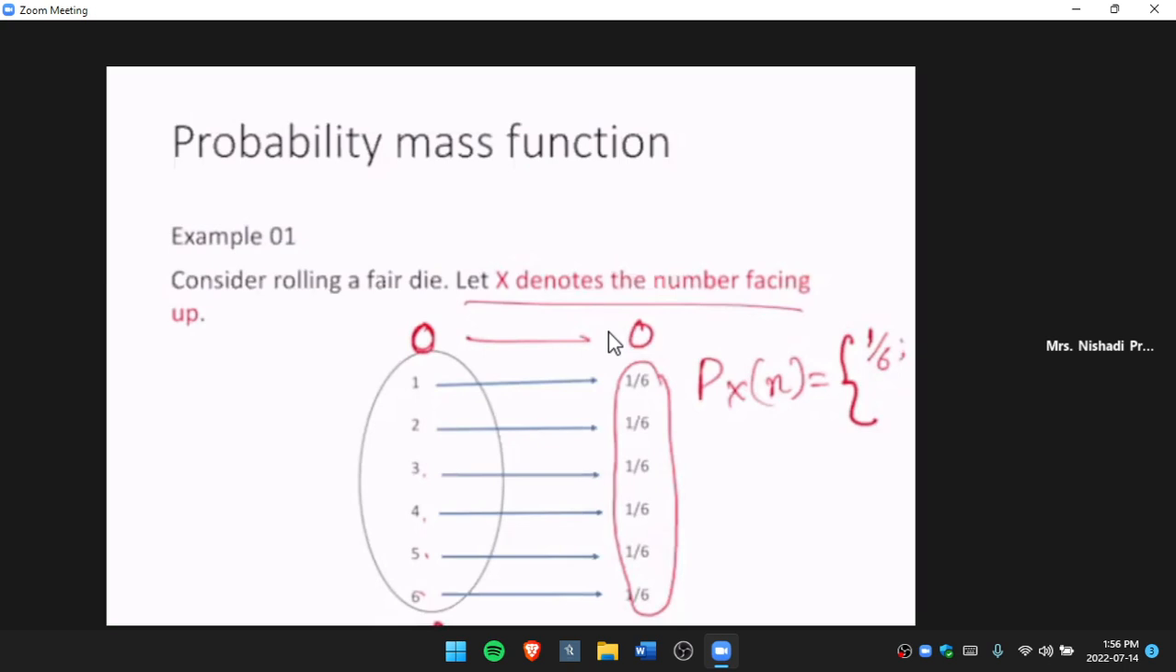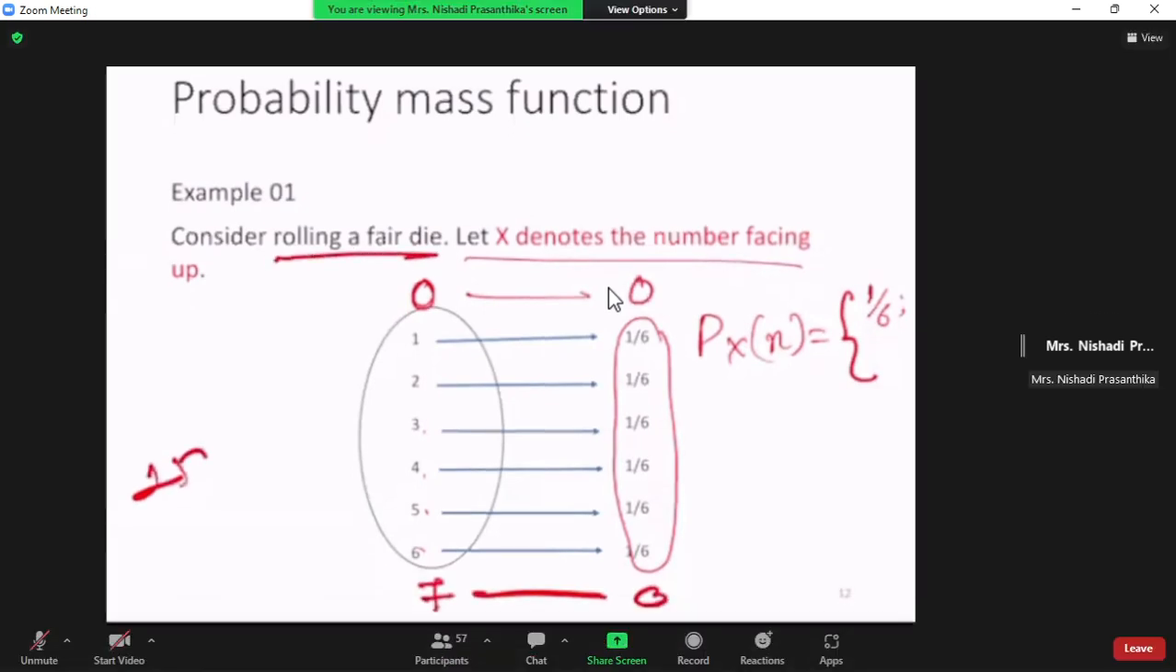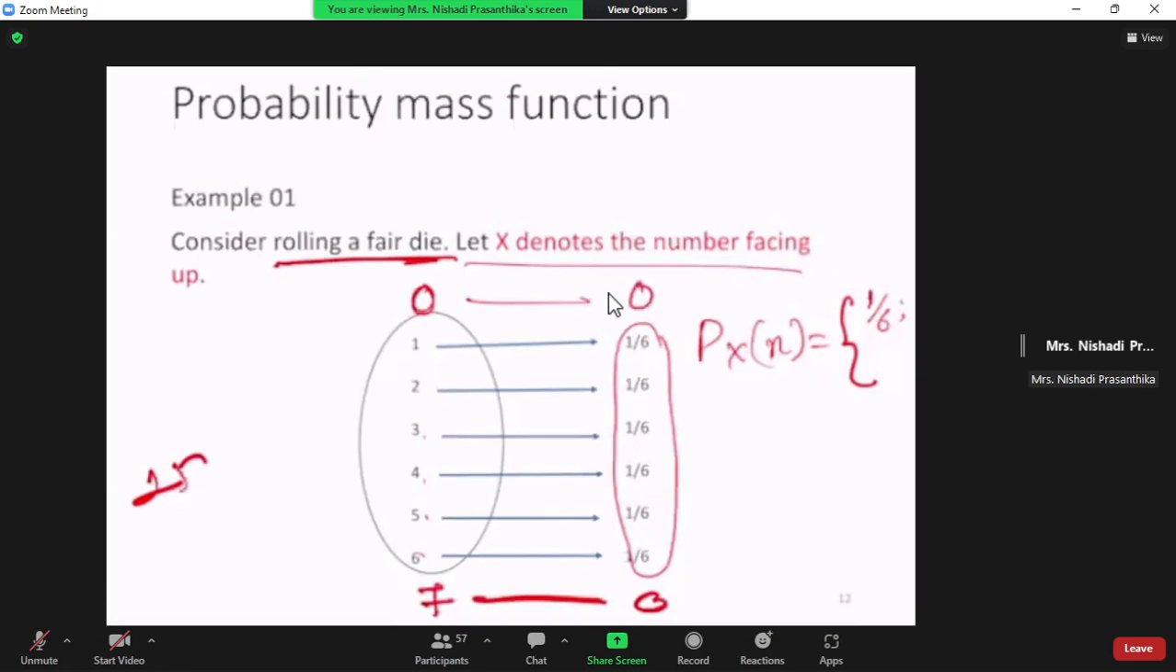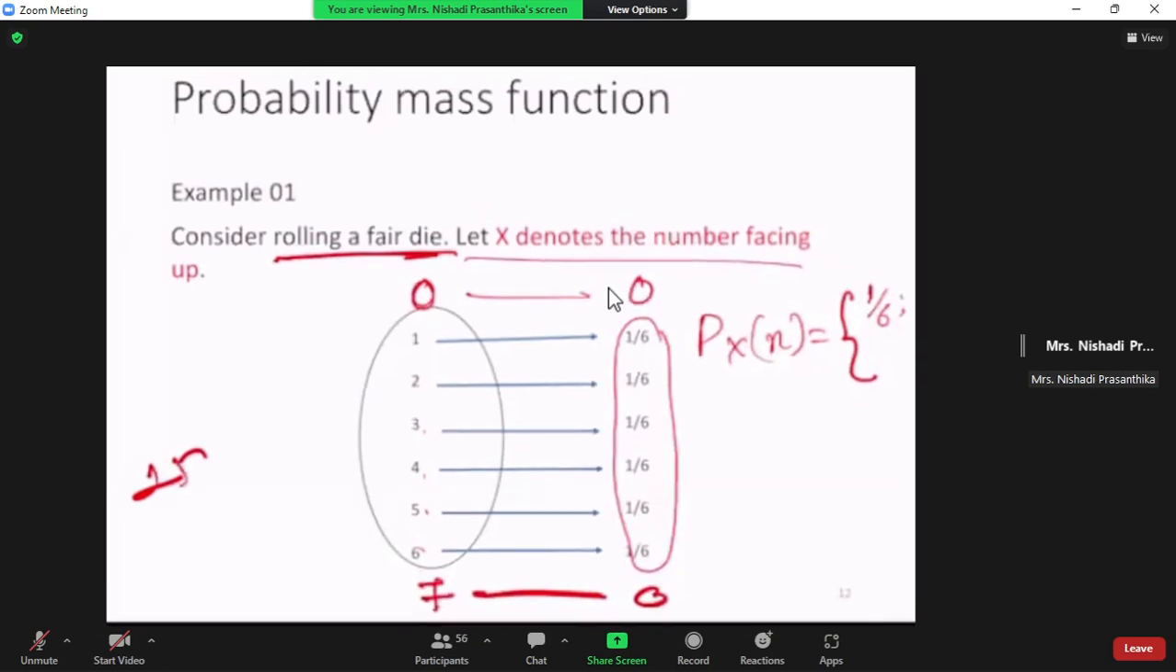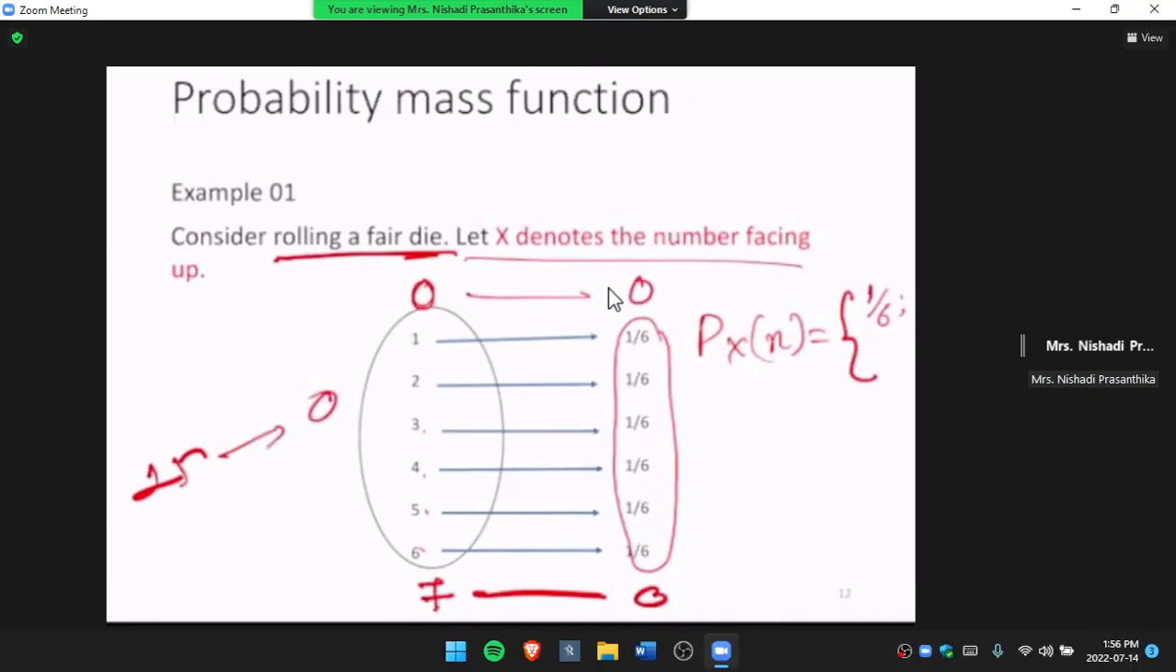Probability of getting number 25, if you roll a fair die? That is also 0. That means this 1 over 6 is the probability when the random variable takes a value from 1 to 6. Understand? But if it takes any other value, the probability value is going to be 0.